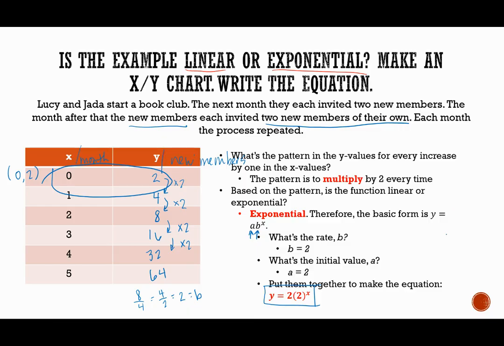And just as an aside, when I put this on the graph, the coordinate plane, this is going to be exponential growth because it's going up and up. And this point here is your y-intercept of (0, 2). Okay?